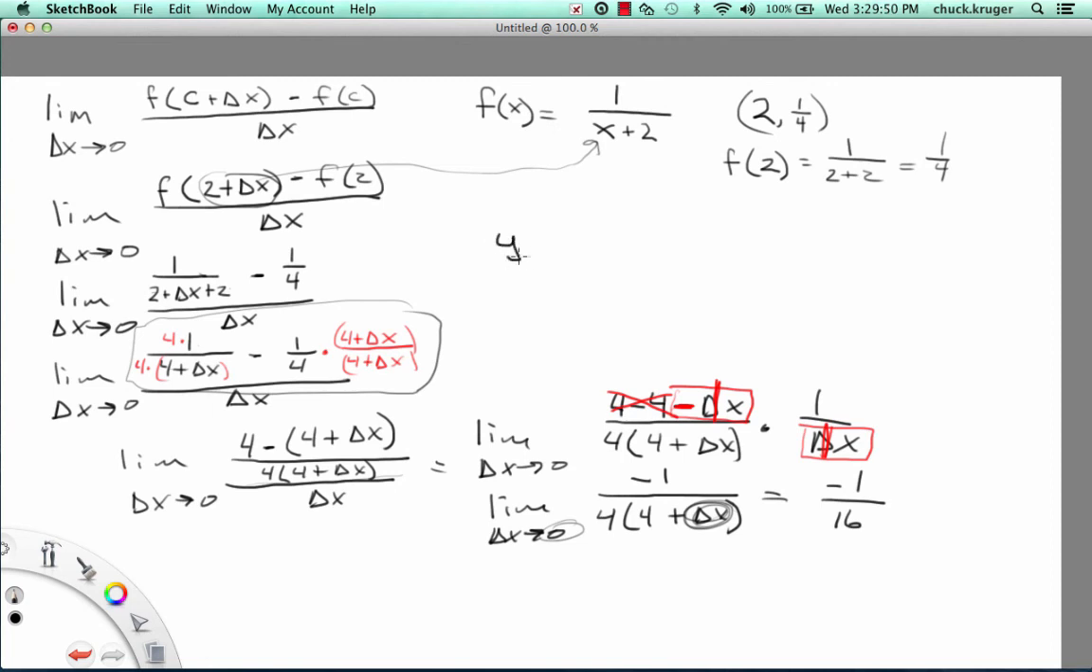So the equation of my tangent line, if I need it, will be negative 1/16 times x minus 2 plus a fourth.